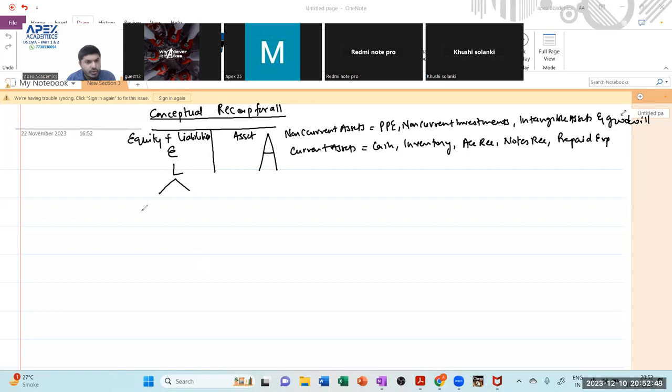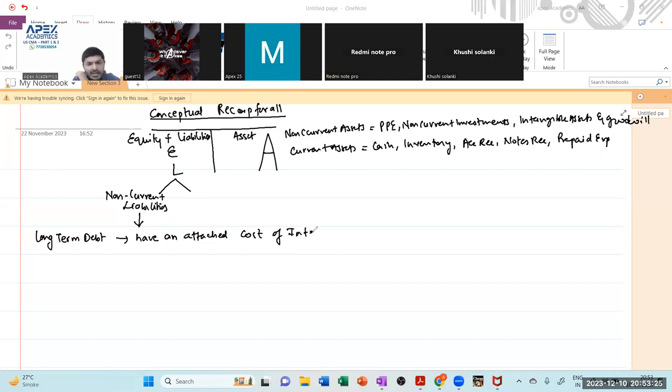It comprises of equity and liabilities. Now liabilities are of two types. The first are your non-current liabilities. In non-current liabilities, what do I have? I have long-term debt. Long-term debt has an attached cost to it. Can anybody tell me what is that? Interest is the right answer. Meaning if you take a loan, you have to pay interest on it. They have an attached cost of interest to it.